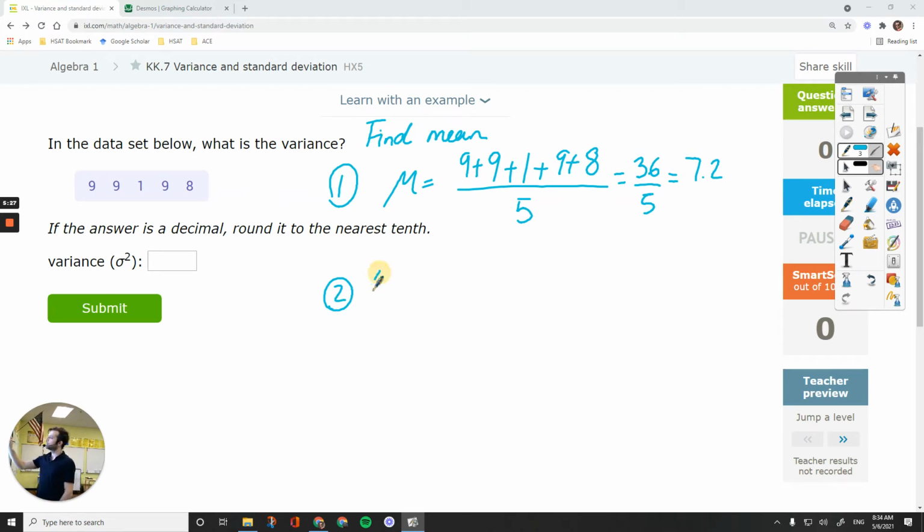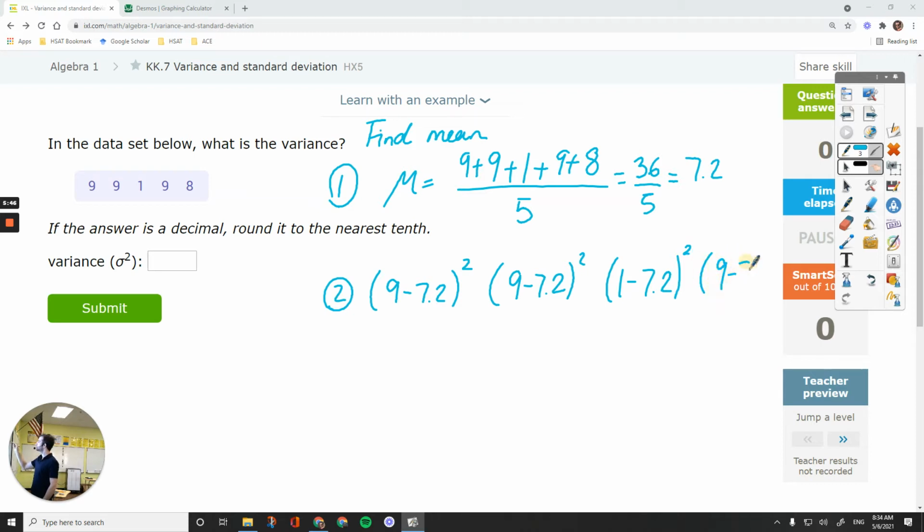Here, let's get started. 9 minus 7.2 and square it. Move on to your second number. 9 minus 7.2, square it. 1 minus 7.2, square it. 9 minus 7.2, squared. And then 8 minus 7.2, squared. And then you'll add them all together.